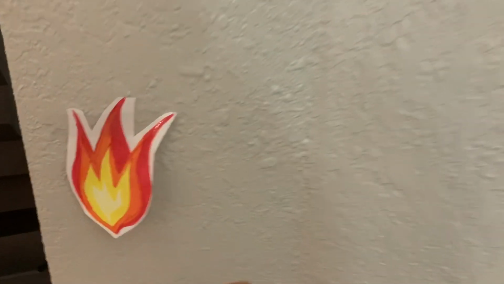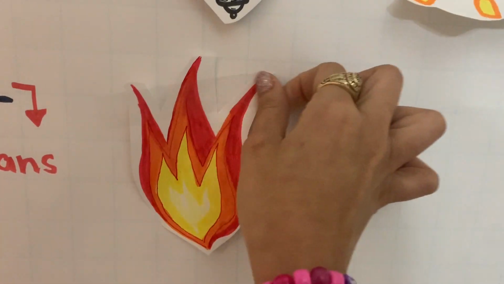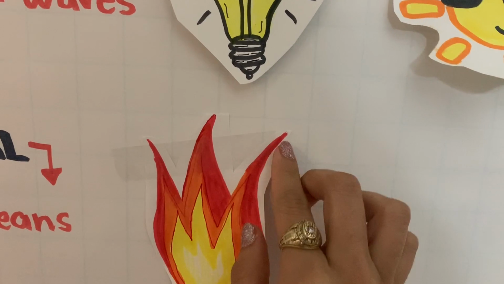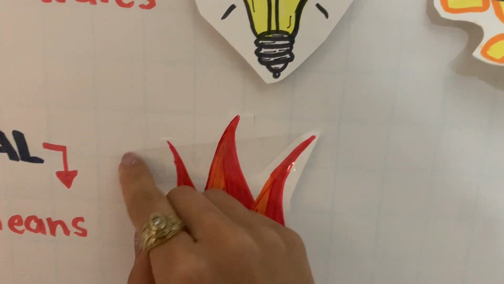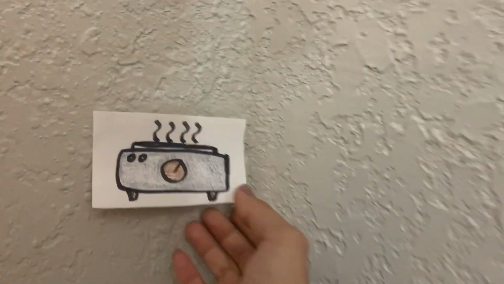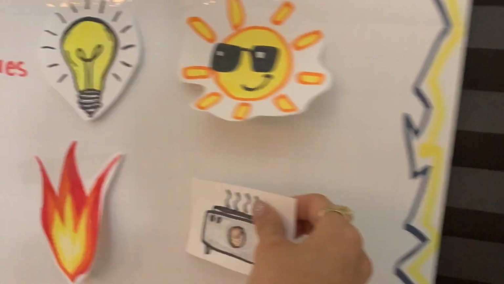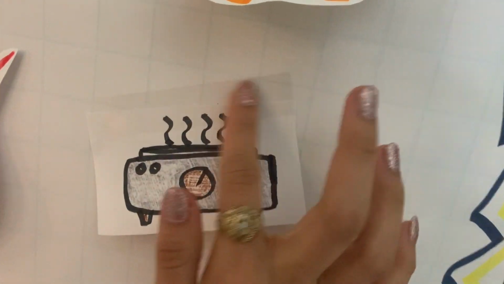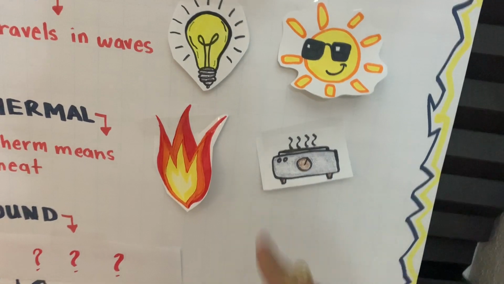Thermal, alrighty, here's our little fire. We are gonna put this right here. Fire. So another thing that produces heat is a stove. We use these to cook. So we're gonna add that to thermal energy. It's a stove, and we need that to cook.